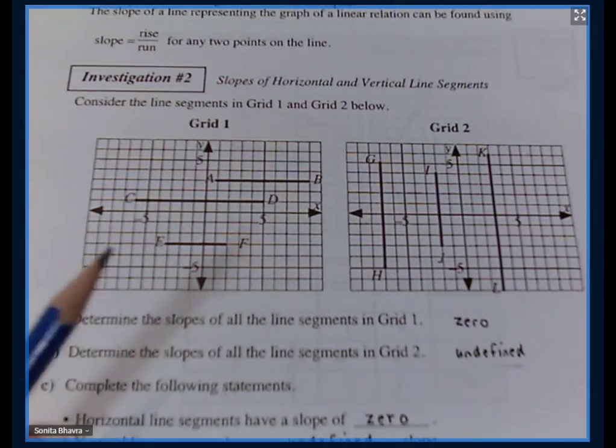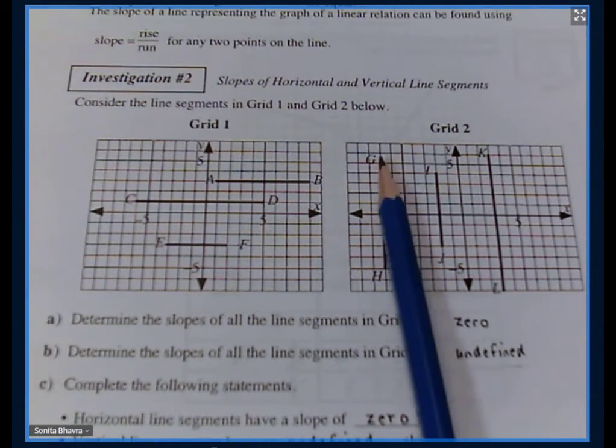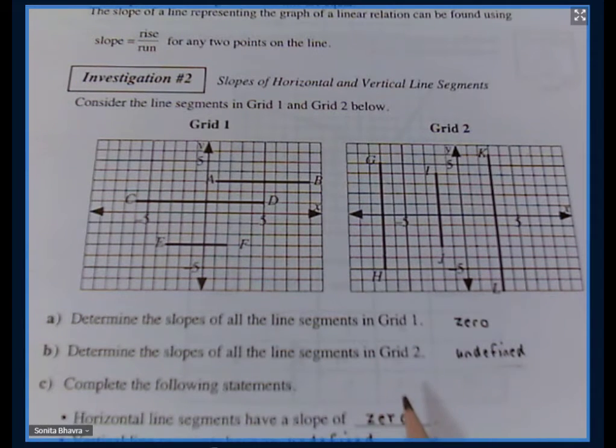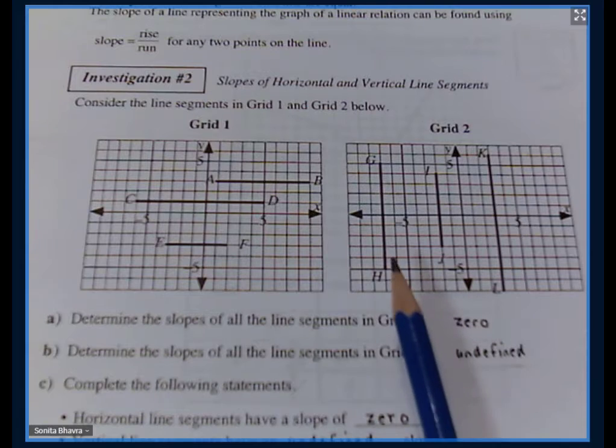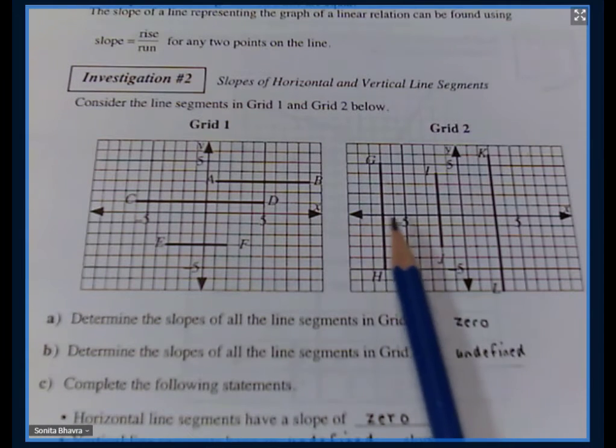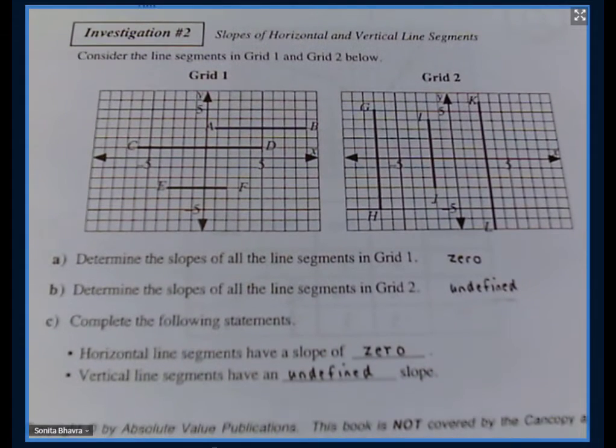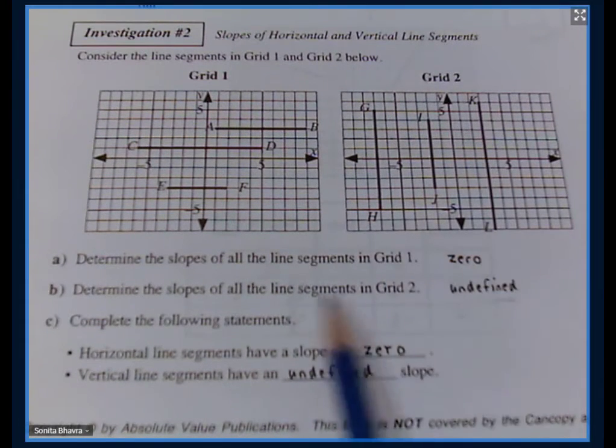However, it's different when we have vertical lines. When we look at rise over run, there is no run. There is no horizontal distance. And anytime you divide by 0, that always equals undefined. So anytime you have a vertical line, the slope is called undefined. Horizontal line segments have a slope of 0, and vertical line segments have an undefined slope.